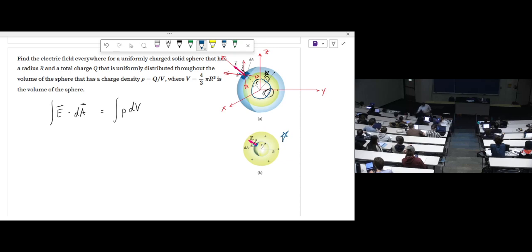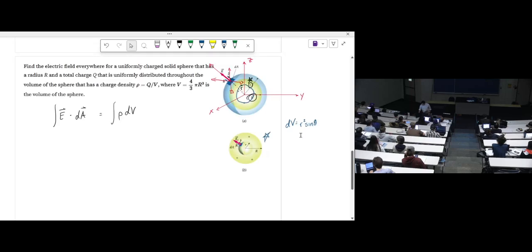So I get dV for a sphere is r squared sine theta, times dr d theta d phi. I'm going to run out of room again. Maybe I should just zoom out a little bit. Nothing like making it harder to see because you zoom out, right? And we said dA in the radial direction was equal to r squared sine theta d theta d phi.